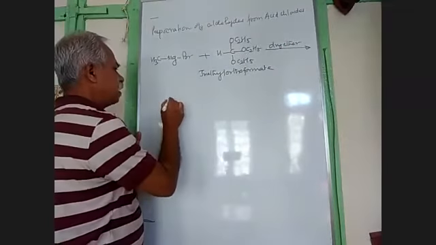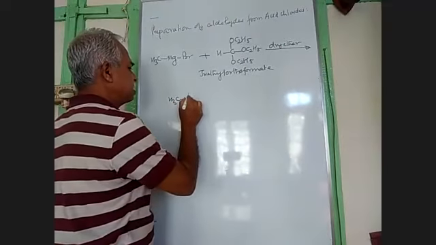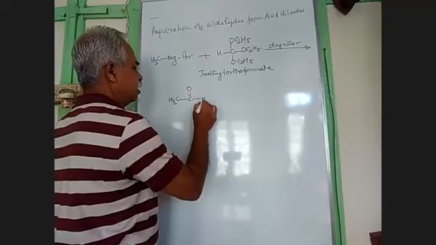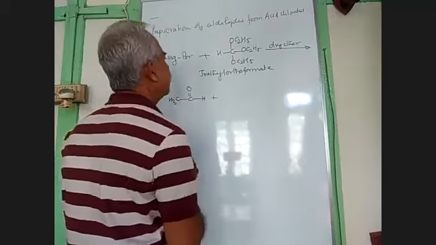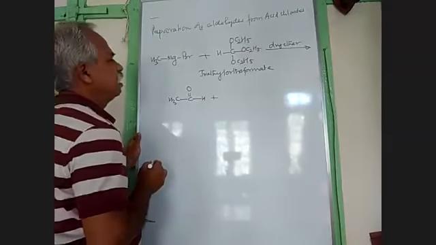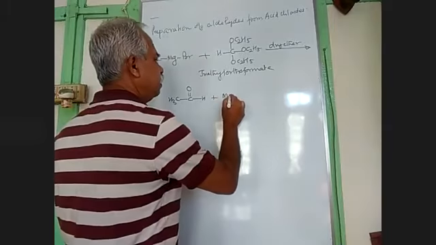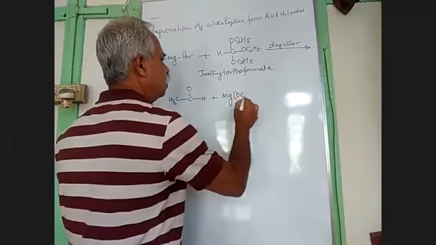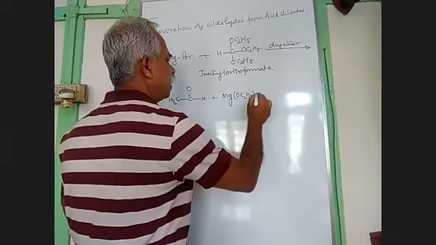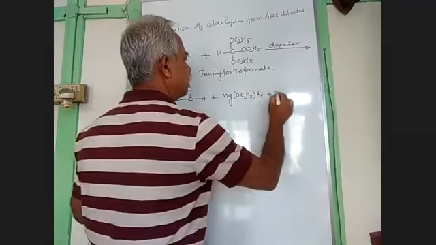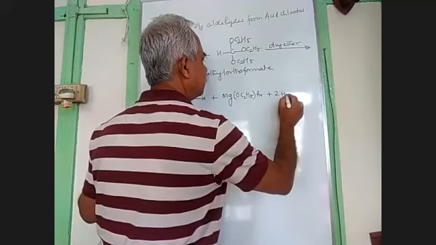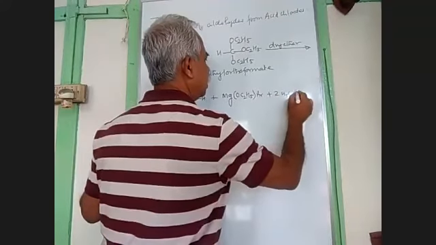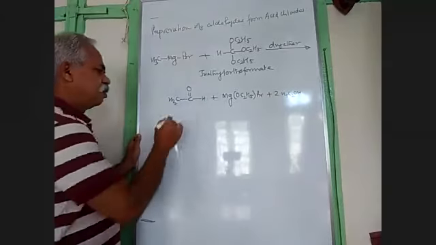So I'll write now directly this one as this. Okay? And it will be MgOC2H5Br plus 2 molecules of ethanol. So only remember this.